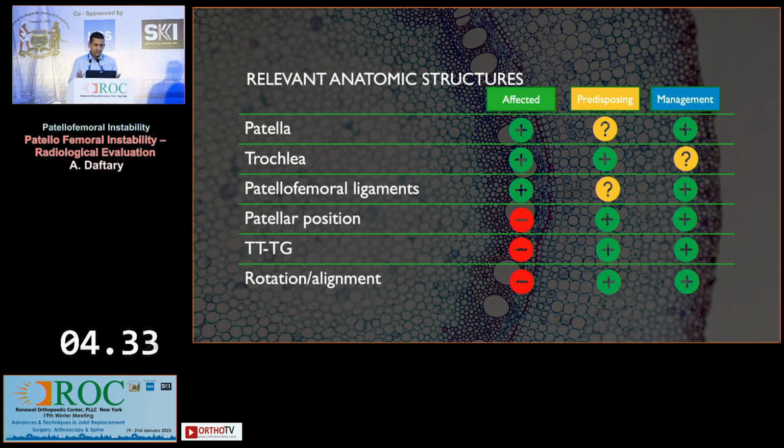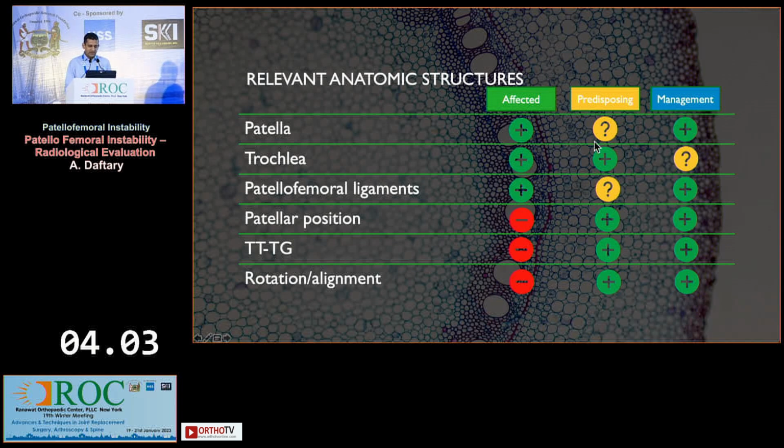So what I've tried to do during this talk, and I know we have time for questions, is talk about what the structures are that are affected. We think about the three structures that get affected most often when you have patellofemoral instability: the patella, the trochlea, and the patellofemoral ligaments. The patellar position, TT-TG distance, and rotational alignment do not typically get affected when you get a patellofemoral dislocation event. They're just predisposing areas.